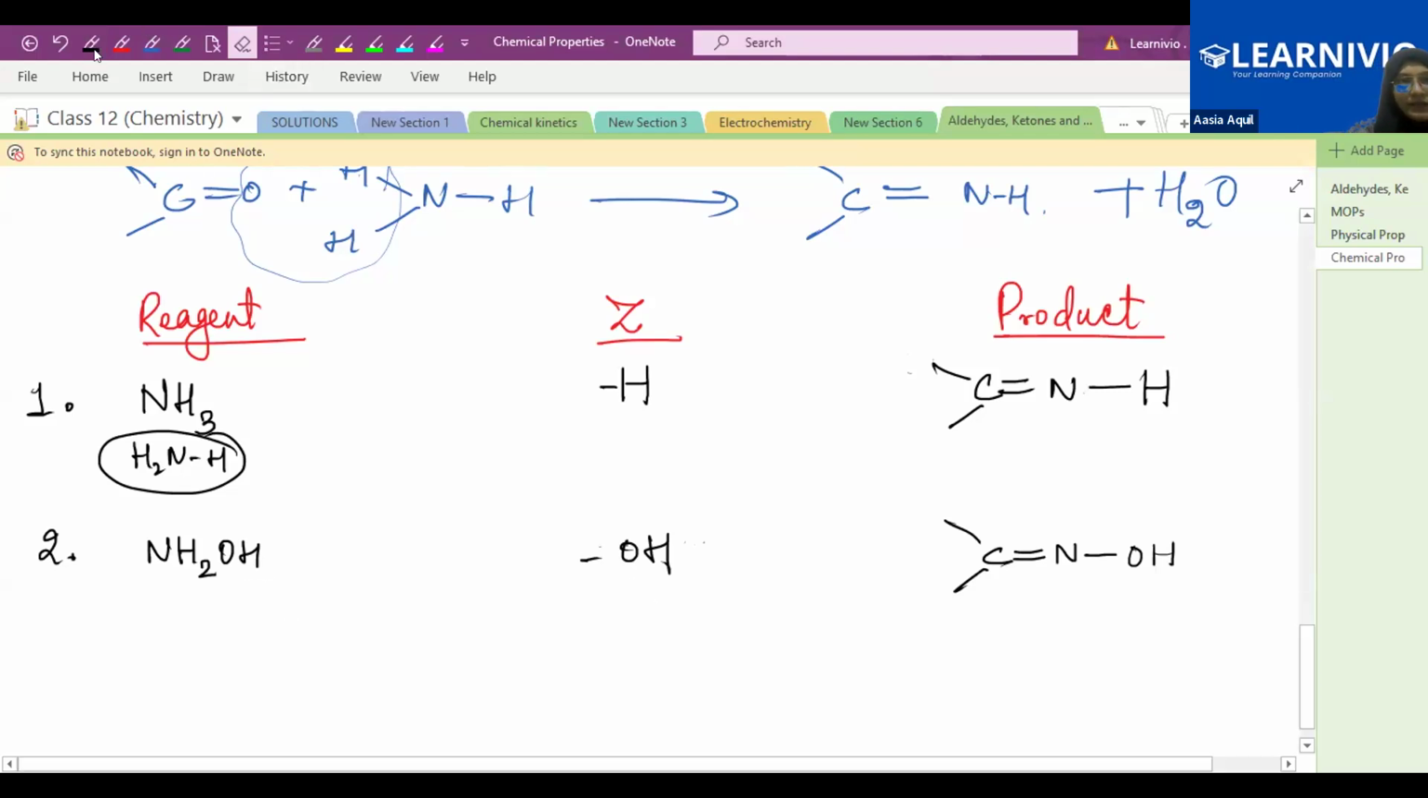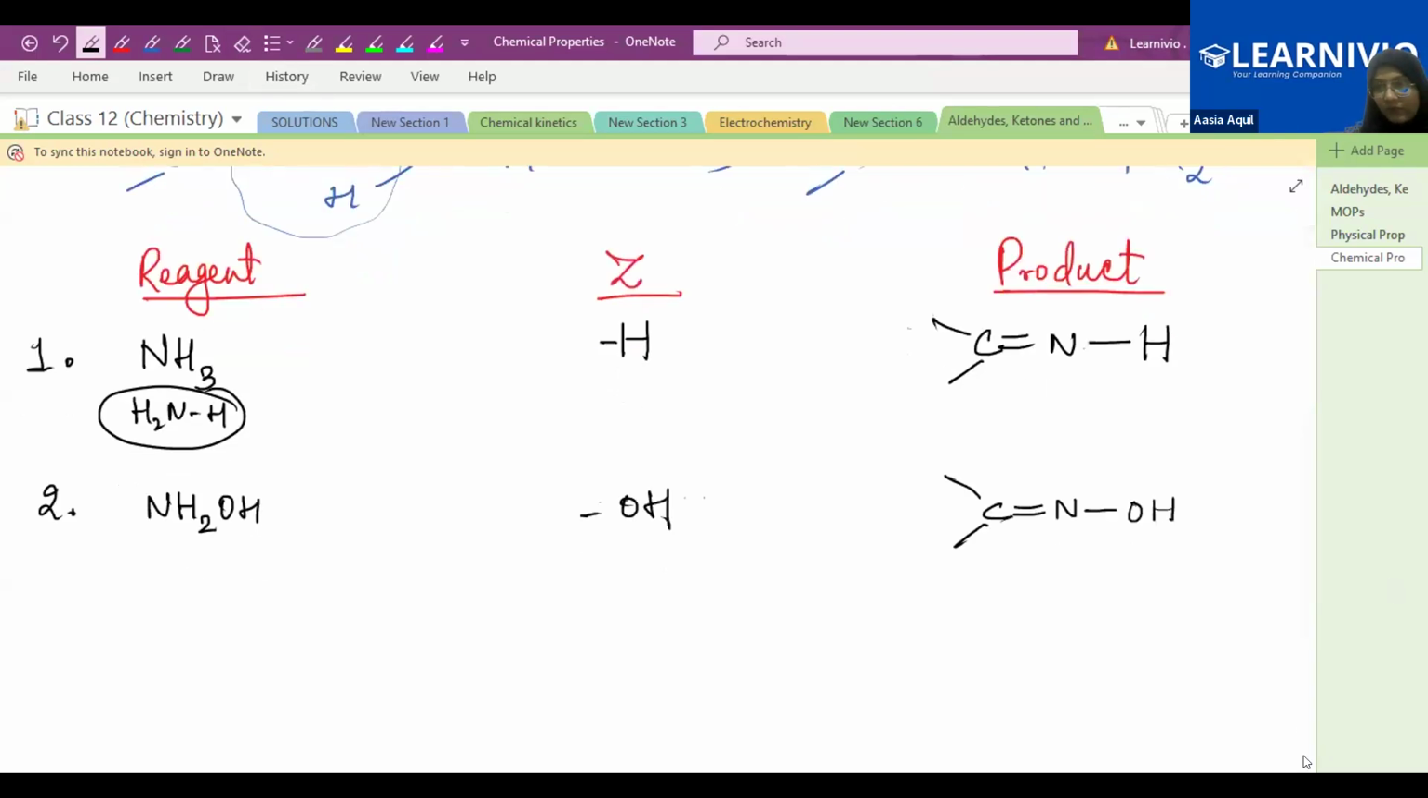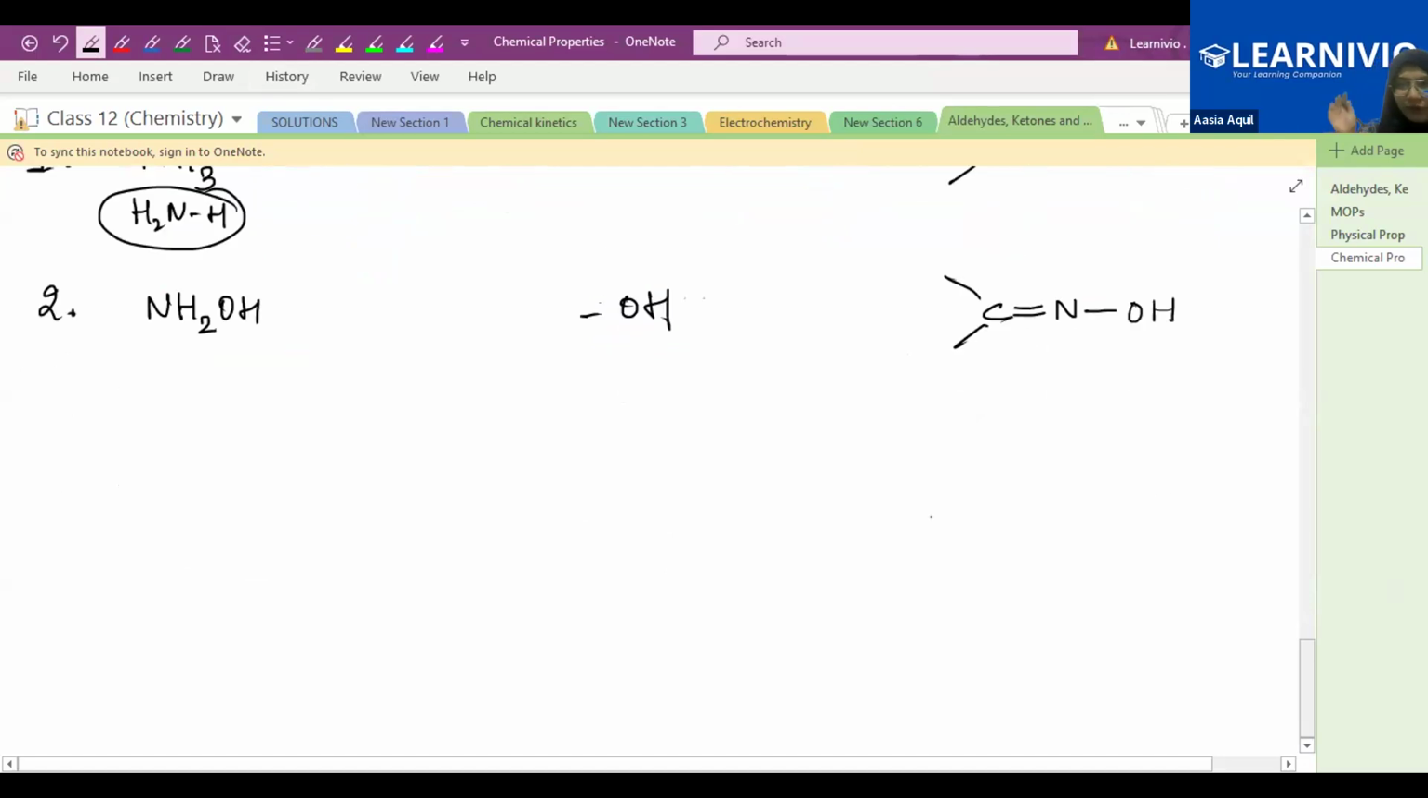Okay, if it is clear, then you tell me the next ones. I'm writing the reagent and you have to write down the Z group and the product. What will be the product? Third is hydroxylamine, and if you want to write the name of the reagent, you can.